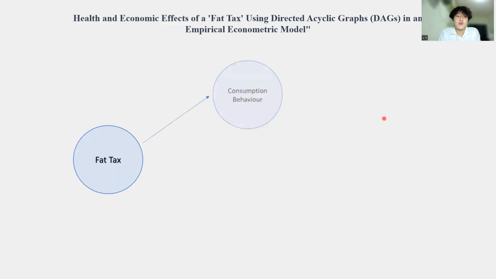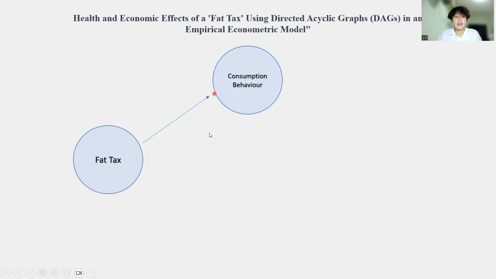Moving from left to right, we see an arrow from the fat tax leading to changes in the consumption behavior of consuming unhealthy food. The arrow implies that the tax impacts consumer behavior, making unhealthy foods more expensive and potentially reducing their consumption. Another set of arrows extends from consumption behavior to health outcome. Those indicate a direct causal relationship, suggesting that changes in dietary habits influence health outcome.